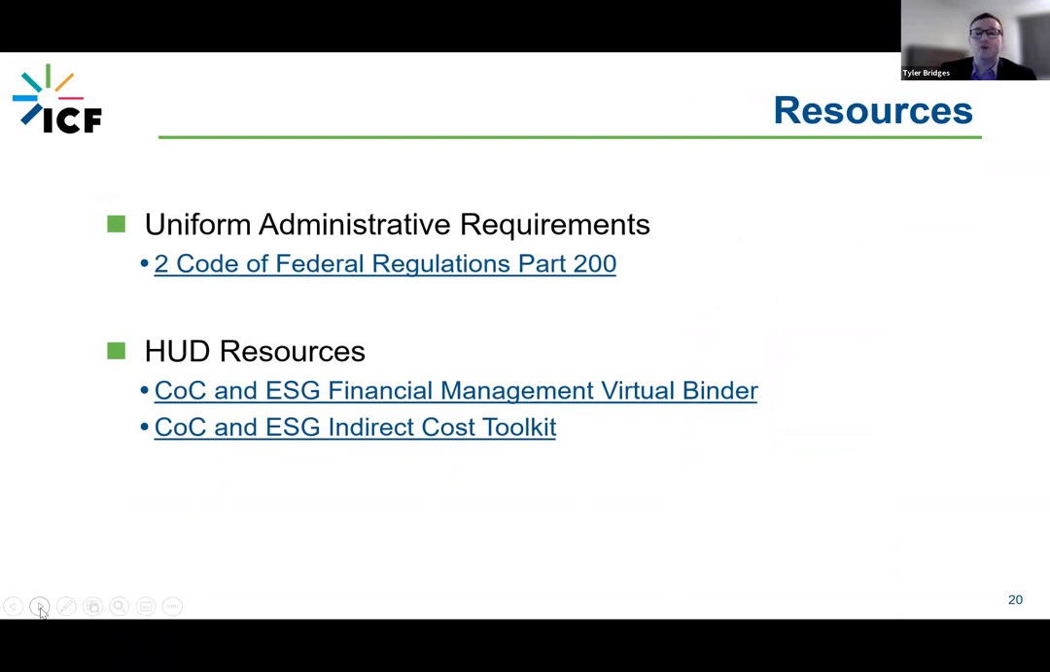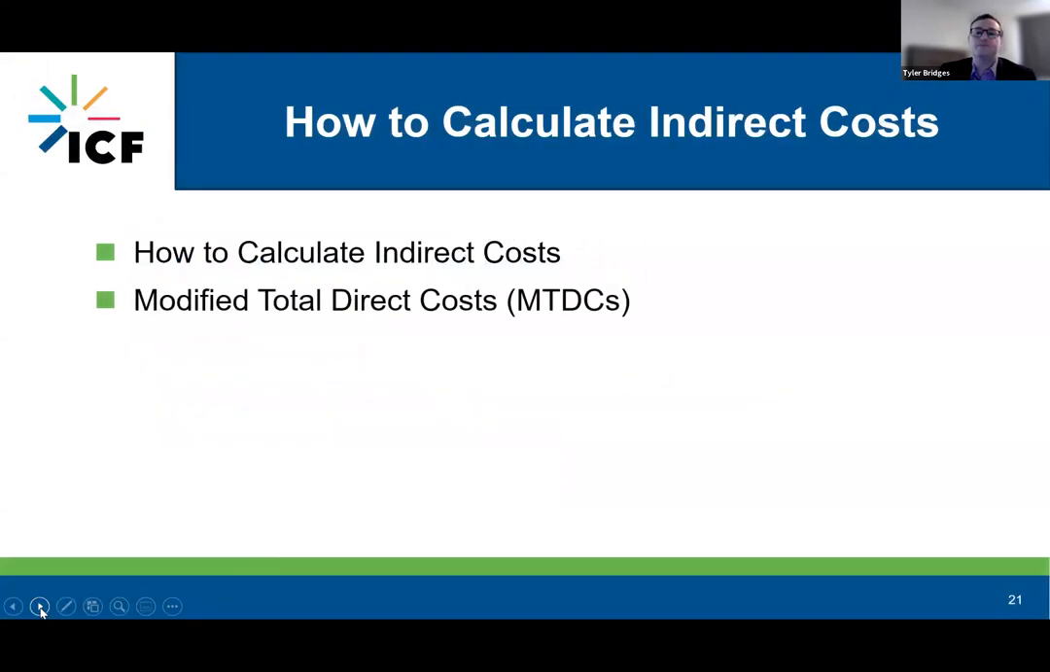Here we see a few resources covering indirect costs. The first is the Uniform Administrative Requirements found at 2 CFR Part 200. And the second two are HUD resources on financial management and indirect costs developed for the ESG program. Next, we will discuss how to calculate indirect costs and the definition of modified total direct costs, or MTDCs.